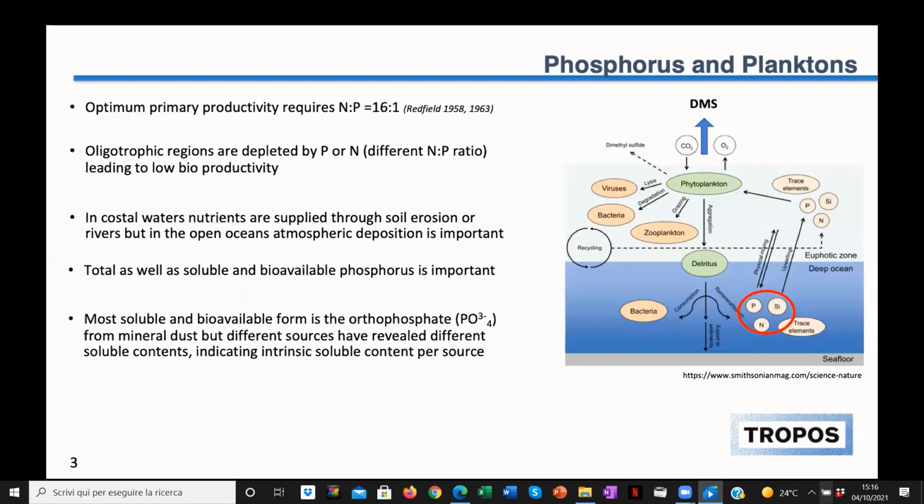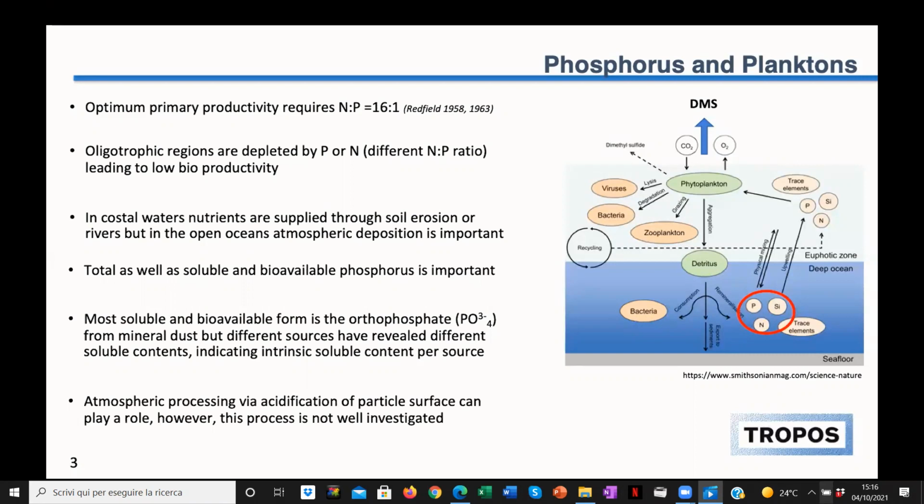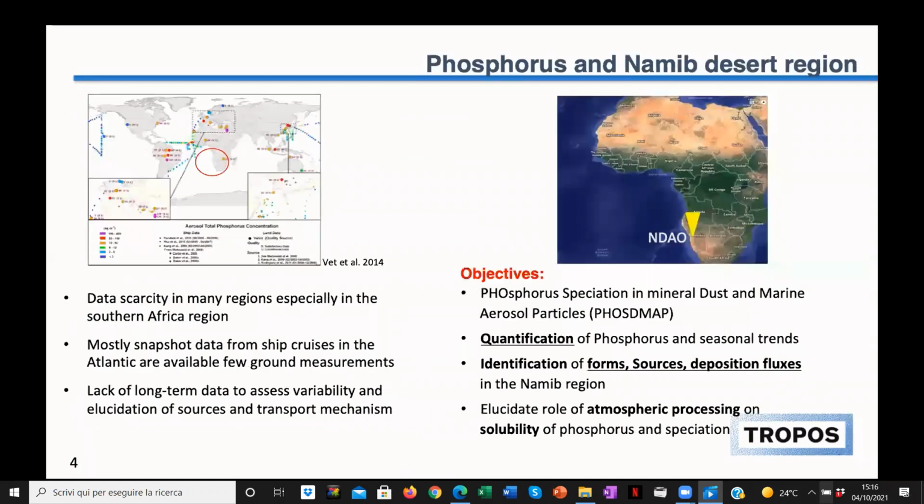However, there have been studies that have shown that different phosphorus species or forms have different solubility, and at times, atmospheric processing can even play a significant role. However, acidification of the particle surfaces is not yet well investigated, and hence the role of atmospheric processing on phosphorus solubility is not yet well known. According to Wadinga, there is not enough data to assess some of these hypotheses.